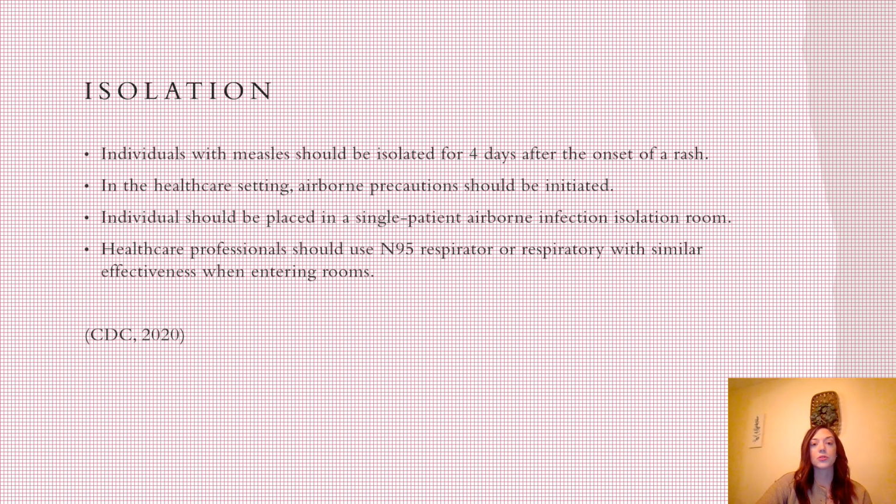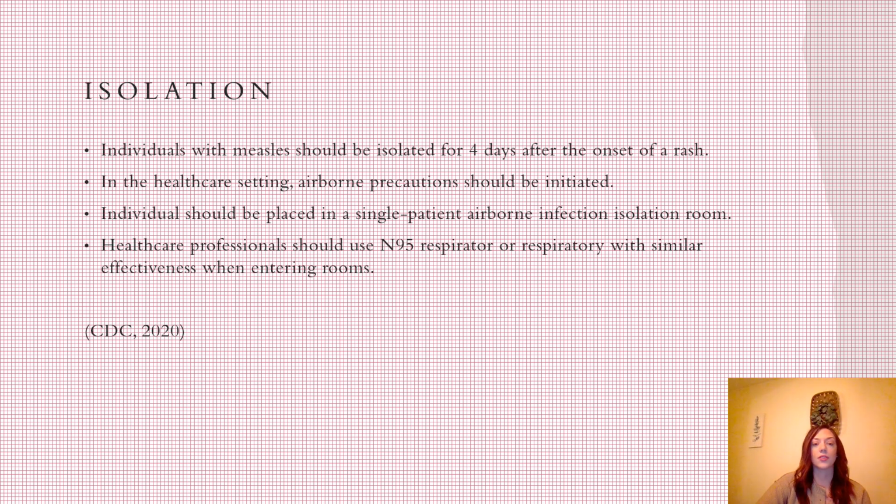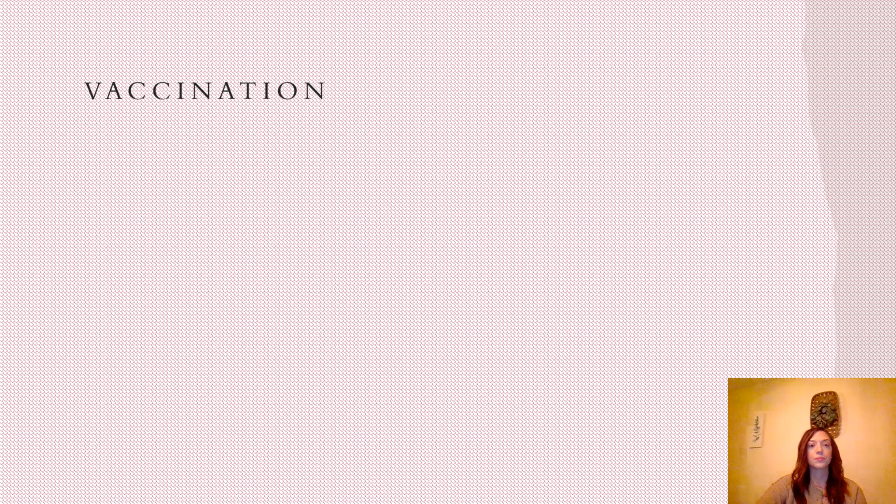The patient with measles should be isolated for 4 days after the onset of the rash. In the healthcare setting, the patient is going to be put on airborne precautions and placed in a single patient room that is for airborne infections. The healthcare professional should make sure to wear an N95 mask or a different respirator that can filter out the particles, and that's effective for airborne rooms.